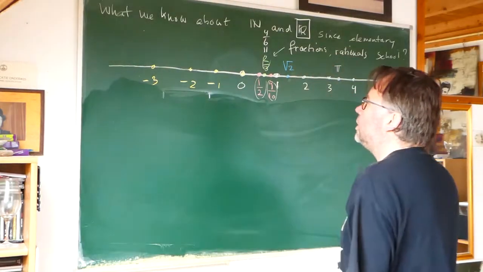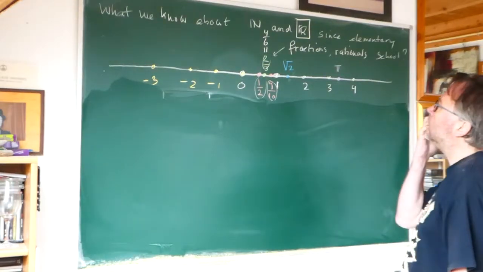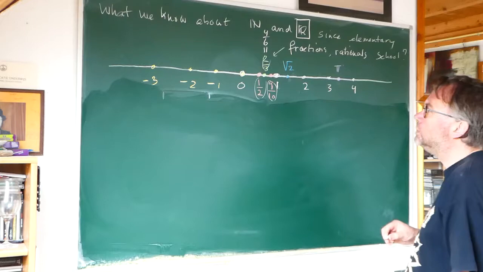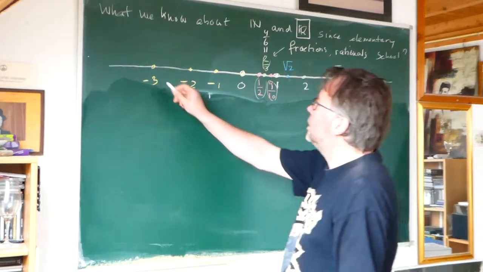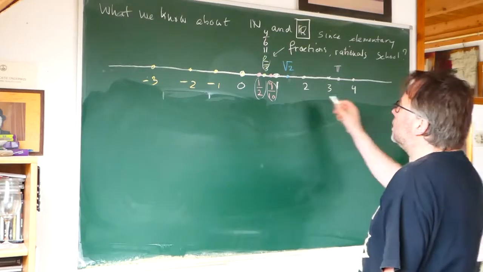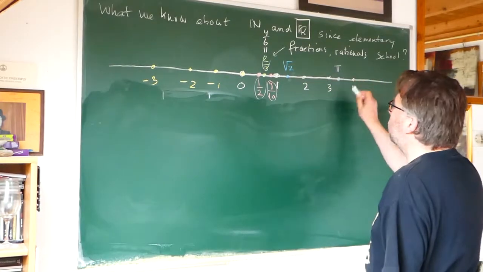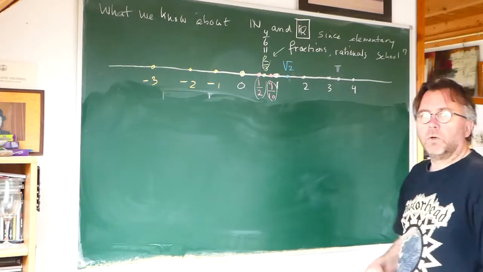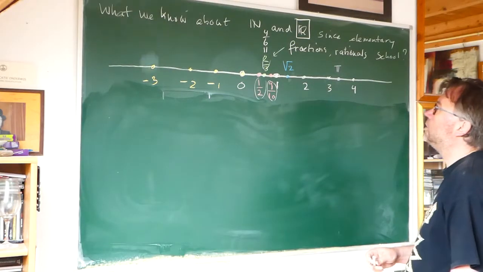Let's continue with our exhibition of numbers as we know them since elementary school. Okay, so this is again the number line. It's one long ruler with 1, 2, 3, 4, and it goes both ways. Okay, it's a very long line. It never ends.